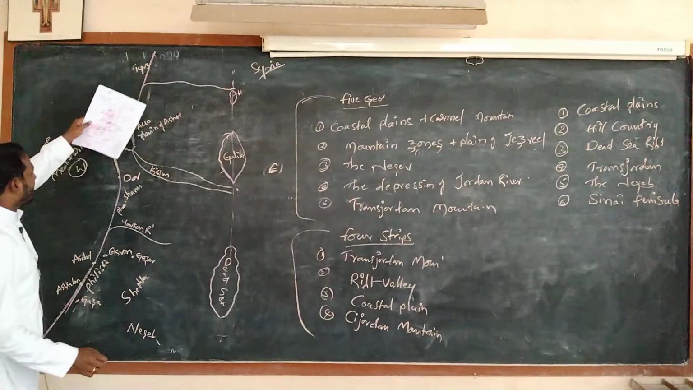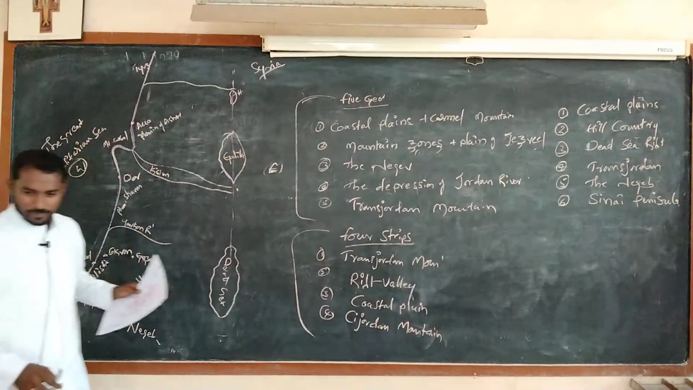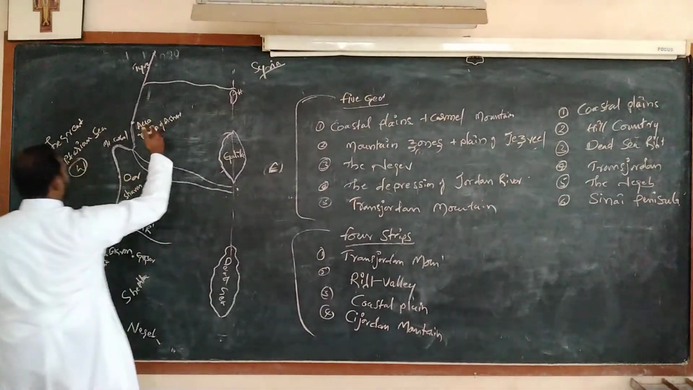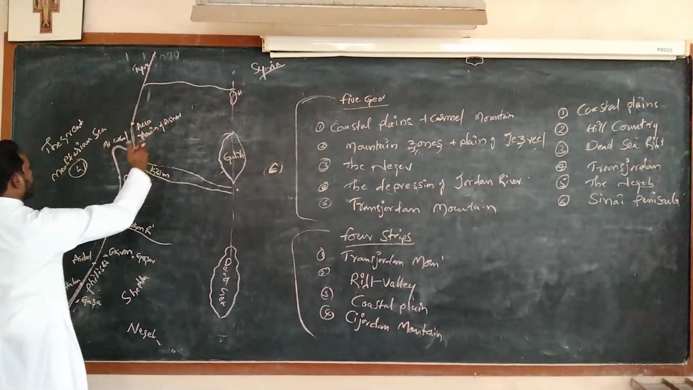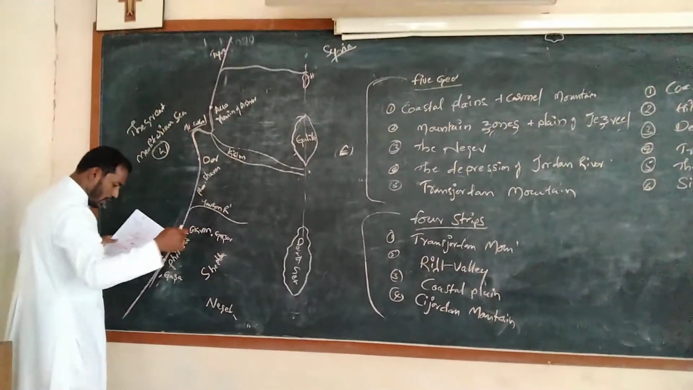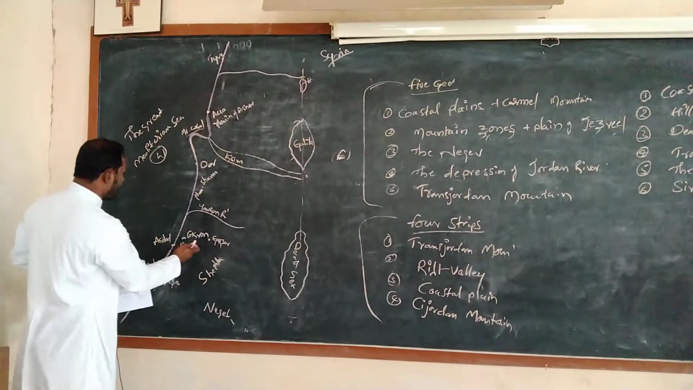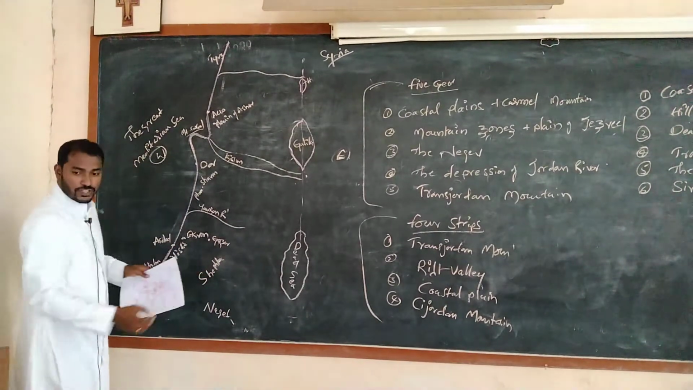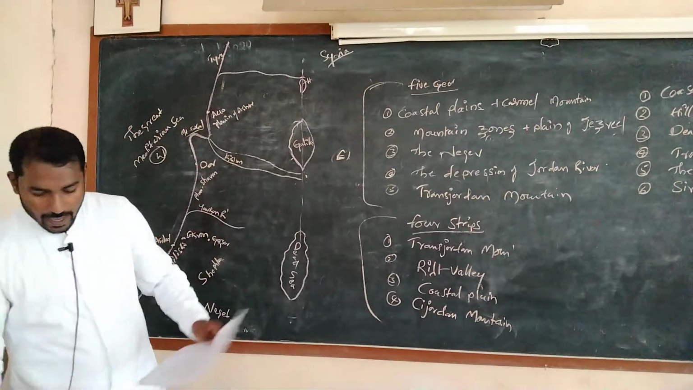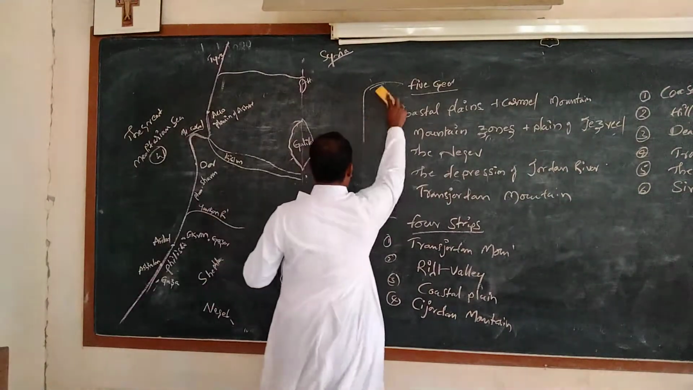Why I am indicating all these are the divisions of coastal plain. Okay, Tyre, then we have Akko, Plains of Asher, Carmel Mount, then we have Dor, Plains of Sharon, then we have Philistia, then Shafla. As a first part of the division, we see the coastal plains.